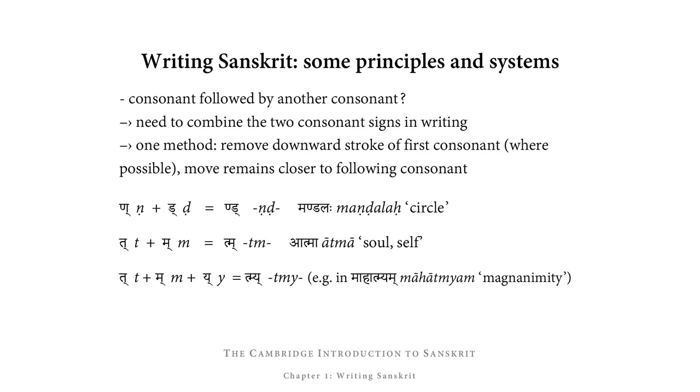So, for example, in the word mahatmyam, which means magnanimity or great-souledness, great-heartedness, you would take the t, remove the downward stroke. You would take the m, remove the downward stroke. Move both of these closer to each other and also closer to the next consonant, the y, giving you tmya, and that you would then find in mahatmyam.